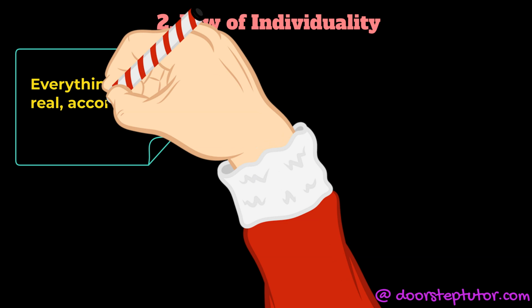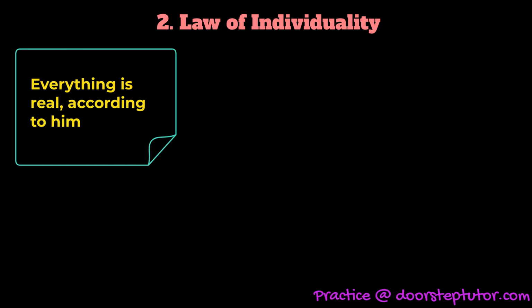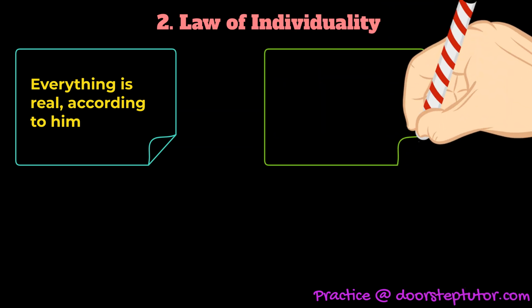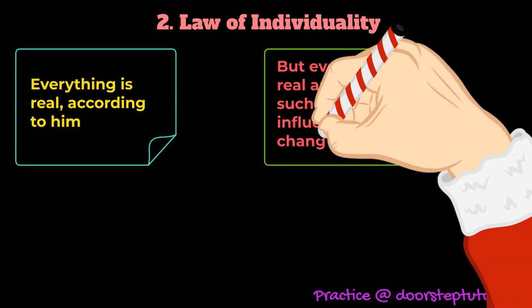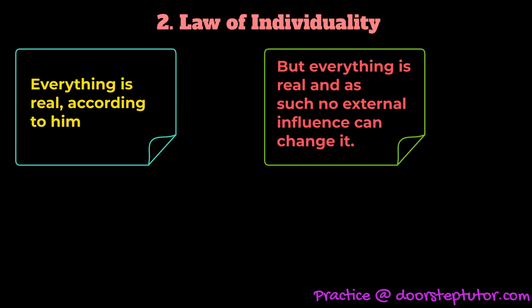According to the law of individuality, everything is real. To the cause of imagination, the connection between things is of one causal nexus. But everything is real, and as such no external influence can change it. So in spite of his opposition to Descartes and Spinoza's philosophy, he looks upon the real in terms of self-containedness. However, this principle of individuality gives his system the appearance of a great contrast to Spinoza's philosophy.